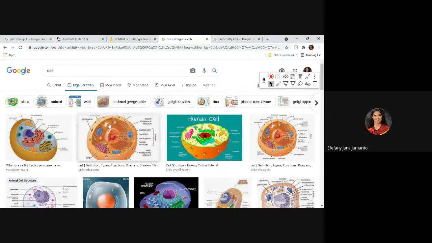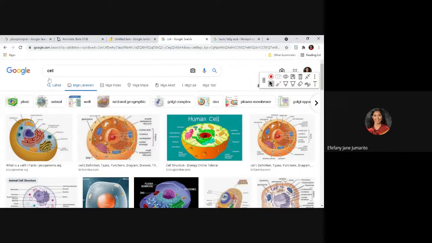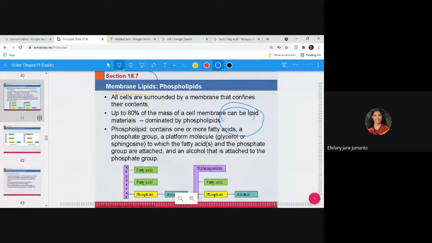The cell membrane separates the inside of the cell. What's inside the cell? The mitochondrion, the centriole, lysosomes, the RNA. Those are inside the cell, and your cell membrane separates the inside of the cell from the outside. So that is the protective layer of your cell.